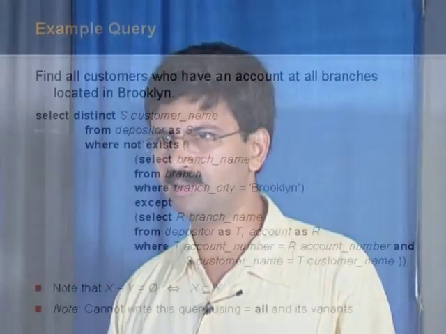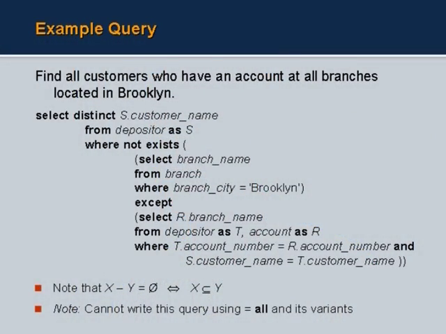So now the except does what? It will check if there is some branch in Brooklyn. If there is some branch in Brooklyn where this person does not have an account, that will be there in the except result. If this person has an account at every branch in Brooklyn, the result of this except is going to be empty. Now what is this where clause doing? It says where not exists this thing. Unfortunately, it will clash with this depositor. That's why, to avoid the clash, we call that S and T. Otherwise, if the names are unique, you can use it.